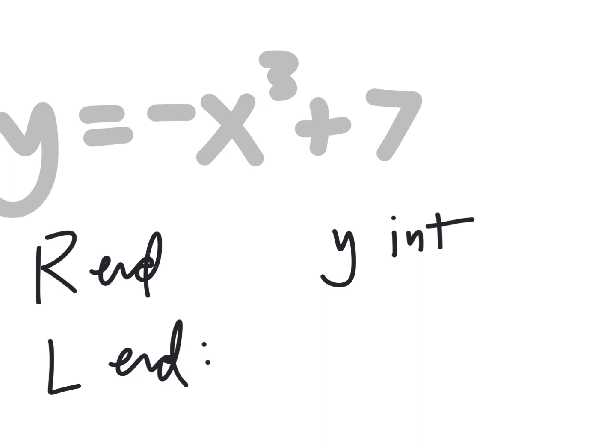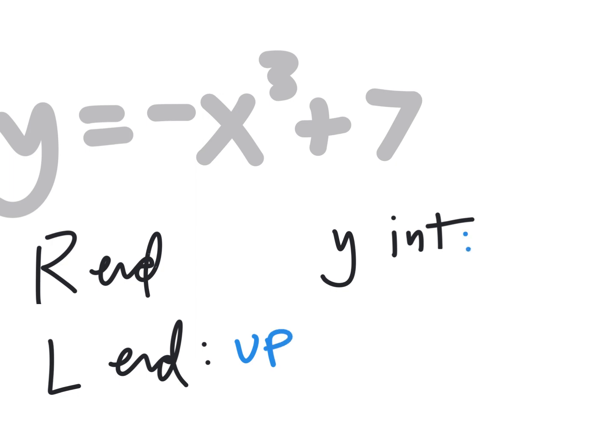Garrett, on the right end, is it going up or down? Down. On the left end, Iris, is it the same or different than that? Different. And how'd you know that? Because the power is odd. Power is odd, so that means different. Different than down must be up.